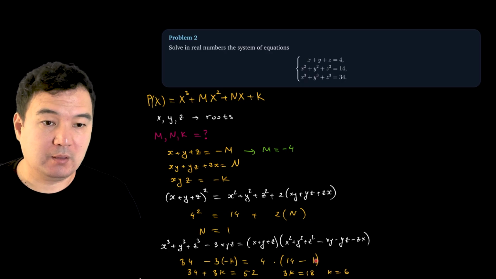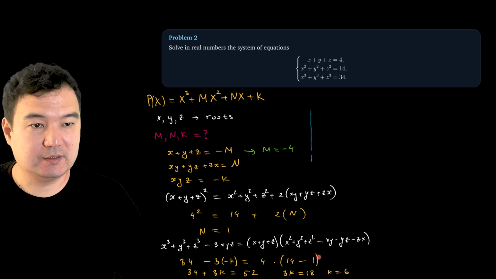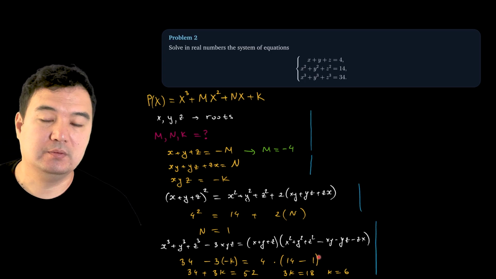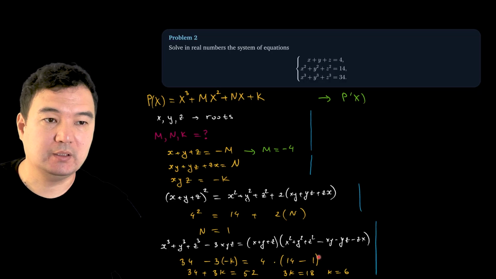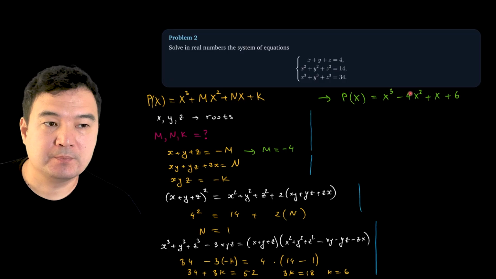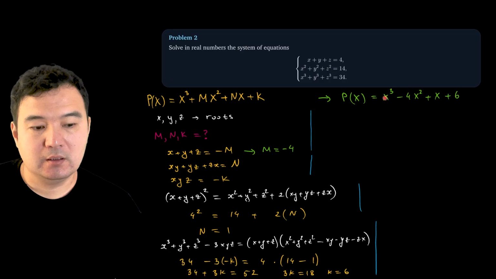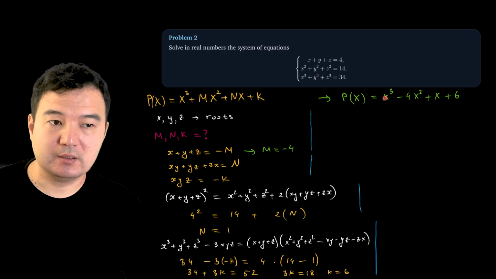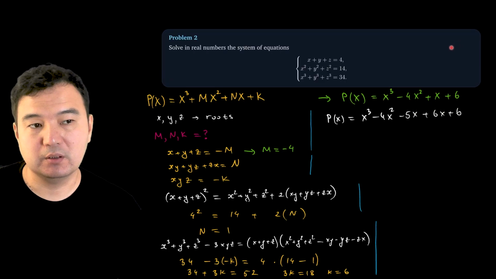So we know m, we know n, we know k. So we can exactly write the value of the coefficients and exactly write what the polynomial P(x) is. P(x) is the following polynomial. m is -4, n is 1, and k is 6. So now the question is to solve this equation, to find the roots of this polynomial.